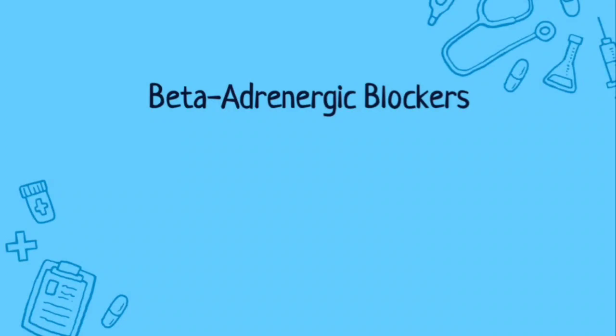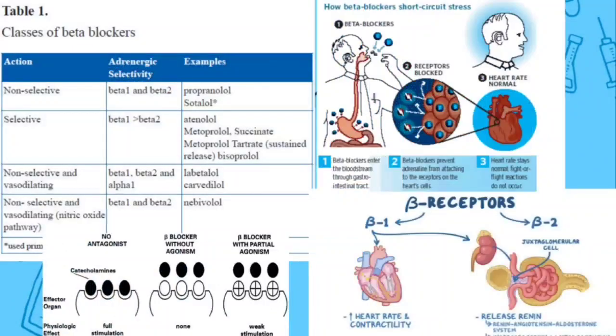Moving forward, we have the beta-adrenergic blockers. So, what are these beta-adrenergic blockers? Beta blockers, also known as beta-adrenergic blocking agents, are medications that reduce blood pressure. Beta blockers work by blocking the effects of the hormone epinephrine, also known as adrenaline. Beta blockers cause the heart to beat more slowly and with less force, which lowers blood pressure.